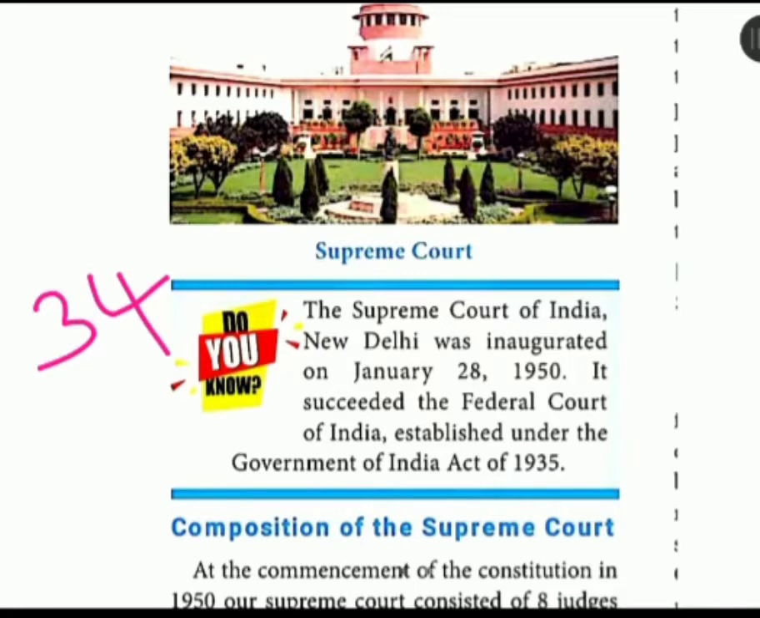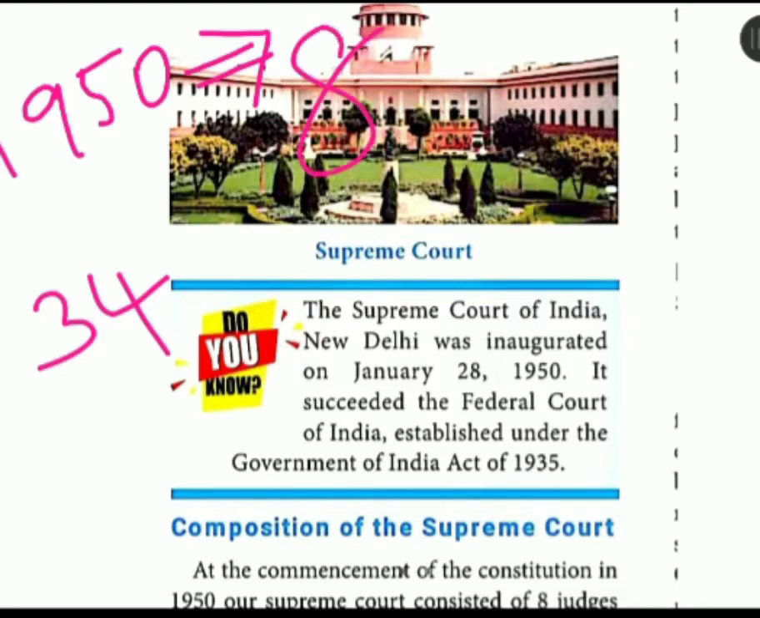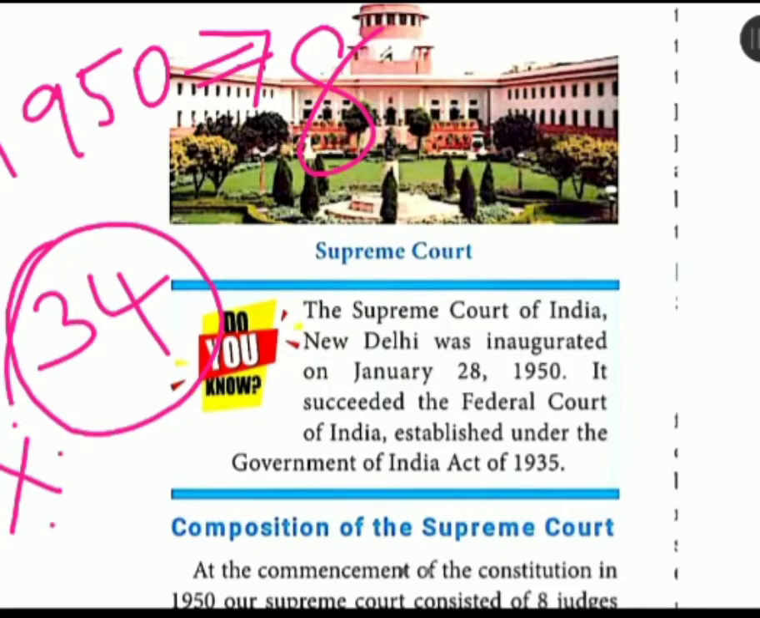But in the year 1950, when it was inaugurated, how many judges were there? Only 8 judges were there in the Supreme Court at that time. In the year 1950, it consisted of 8 judges, including the Chief Justice. But at present, including the Chief Justice, how many judges are there, children? One word answer: 34 judges are there.